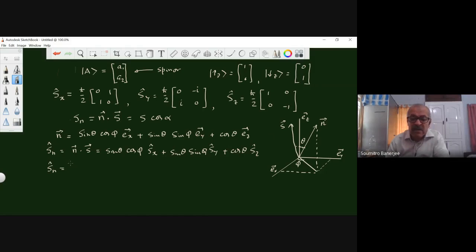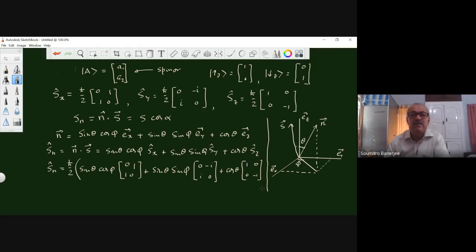We'll substitute here. It will give me h cross by 2 times sin theta cos phi times the matrix 0 1 1 0, plus sin theta sin phi times the matrix 0 minus i, i 0, plus cos theta times the matrix 1 0 0 minus 1. And the bracket is closed. If you simplify this, it is easy to simplify. Then you will get h cross by 2 times a matrix where this term will be 0, this term will be 0, this term will be cos phi.